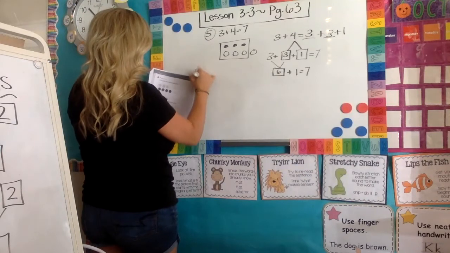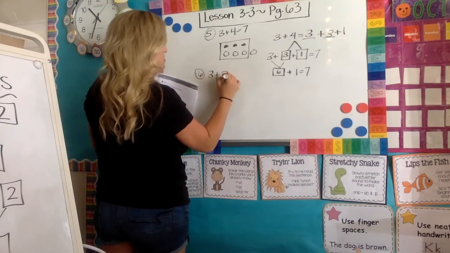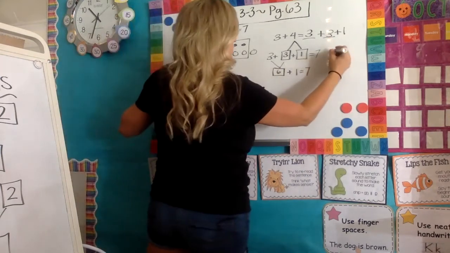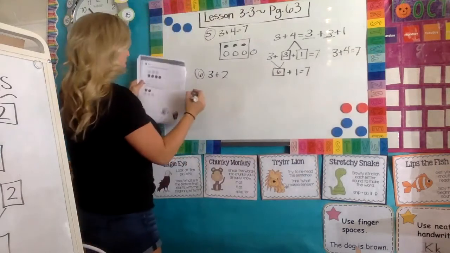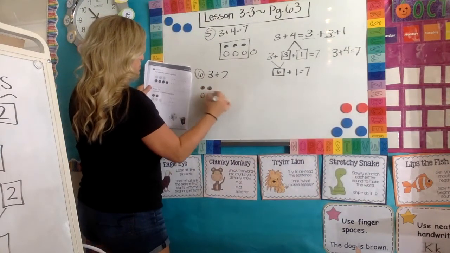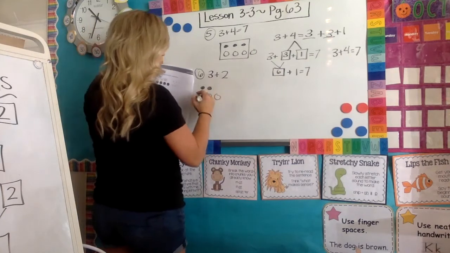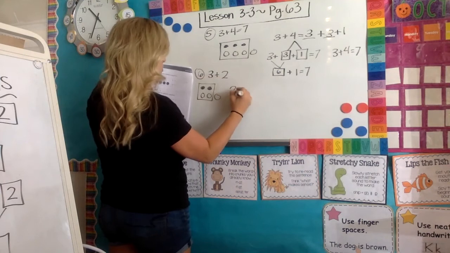Number 6, complete the addition equations. I have 3 plus 2. Oh, so then you're going to write in 3 plus 4 equals 7. So complete the addition equations. I have 2, and then I have 1, 2, 3. So now I'm going to put a box around the ones that match. And now I know it's 2.